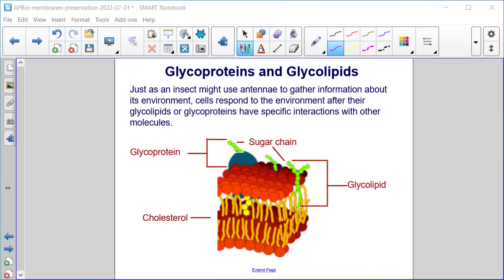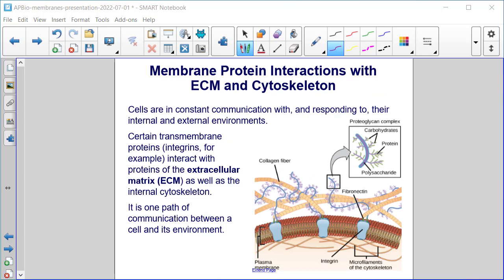Just as an insect might use antennae to gather information about its environment, cells respond to the environment after their glycolipids or glycoproteins have specific interactions with other molecules. So these sugar chains on the outside here of either the glycolipid or the glycoprotein have the ability to then interact with the environment outside, and those specific interactions are communications.